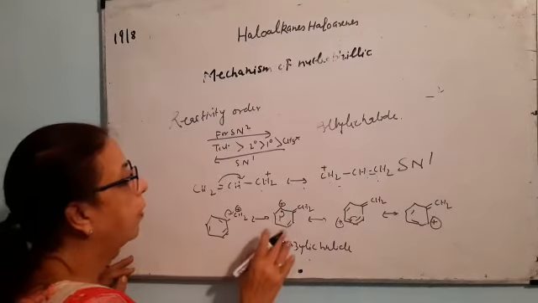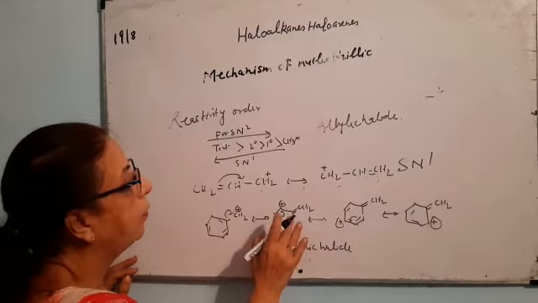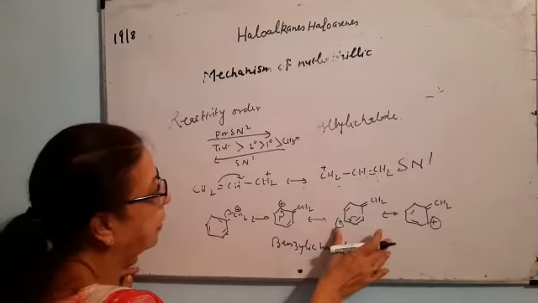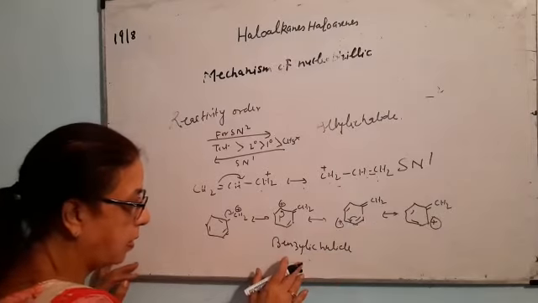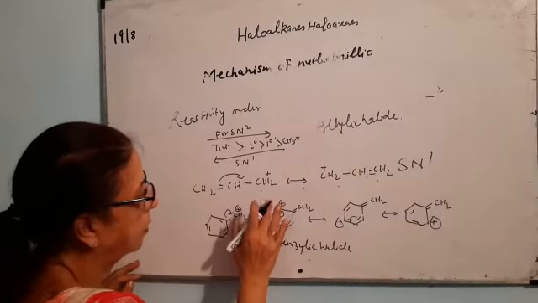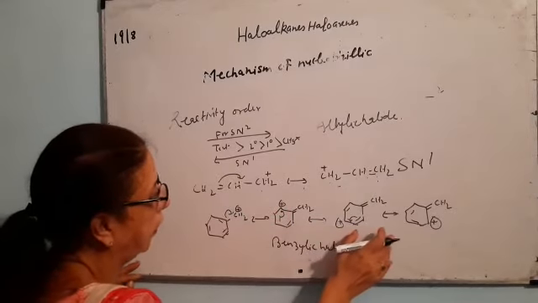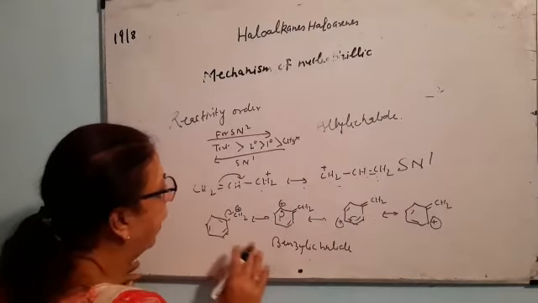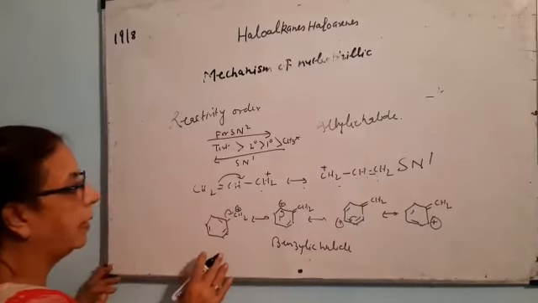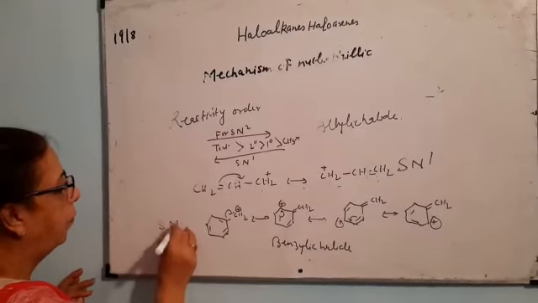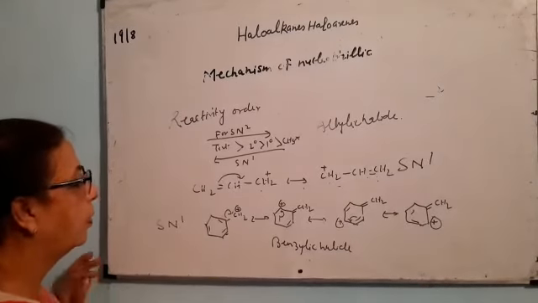The order of reactivity it will follow is that of SN1 reaction. In this reaction, the positive charge will be moved to the ortho and para positions. And we can see that the reactivity in benzylic halide again will follow the SN1 order.